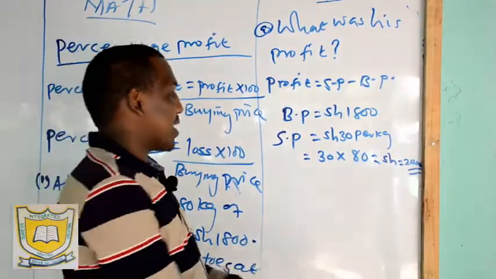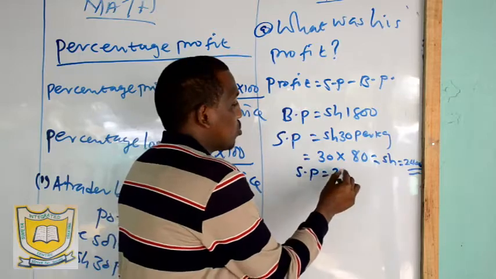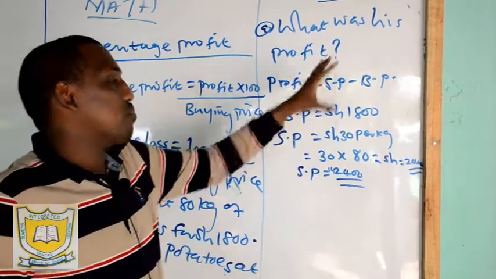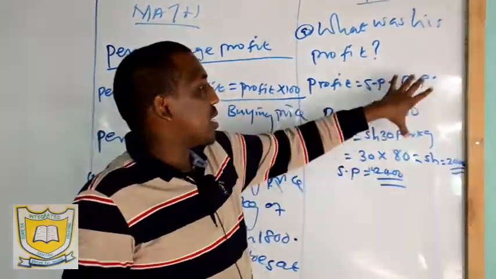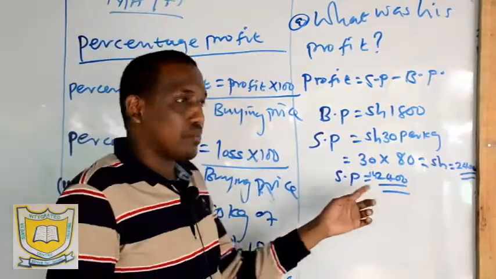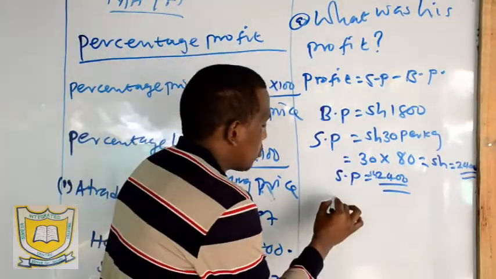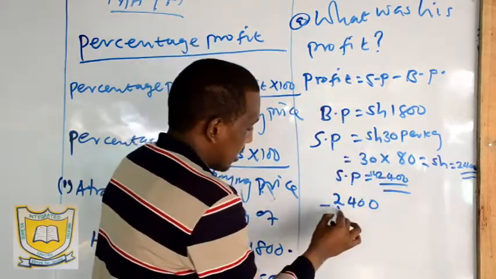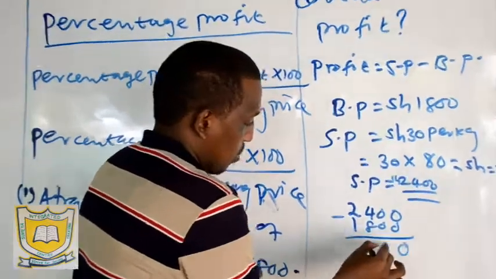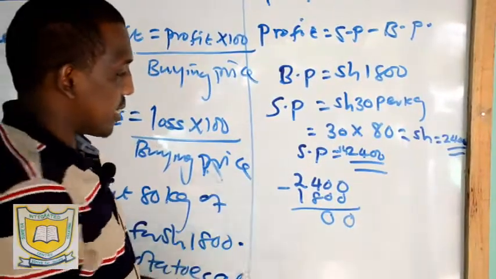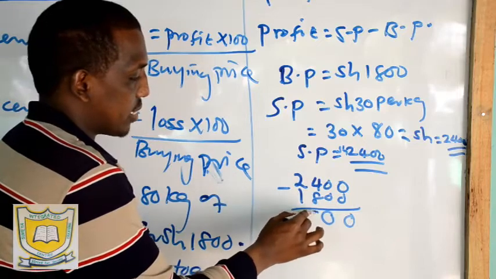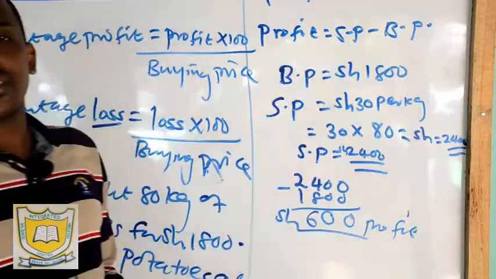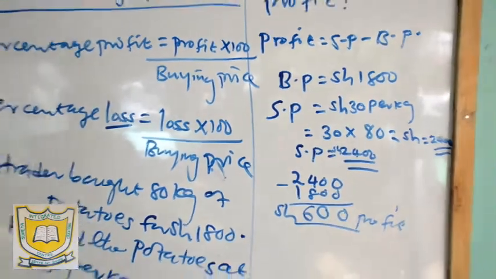So this is the selling price, 2,400. The question was asking, what was the profit? Profit is equal to selling price minus buying price. Selling price is more, so we say 2,400 minus 1,800. 0, 0. 14 minus 8, we borrow 1 here, 14 minus 8 is 6, so 600. That is the profit. So that is the answer.